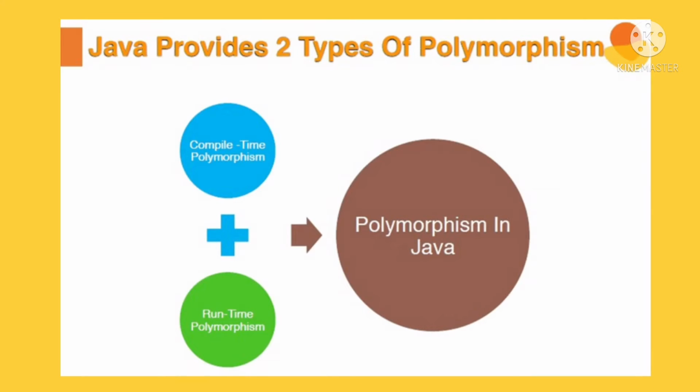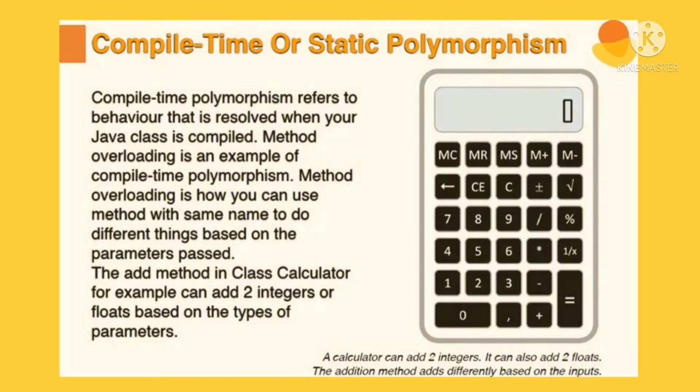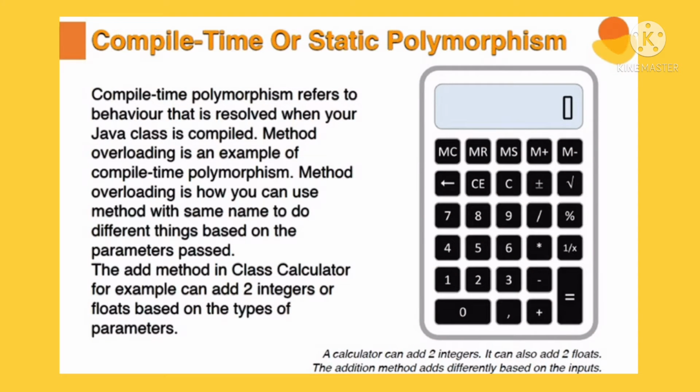As we have discussed, there are two types of polymorphism in Java. One is compile time polymorphism and the second one is runtime polymorphism. First learn about compile time polymorphism. Compile time polymorphism is also known as static polymorphism. Compile time polymorphism refers to behavior that is resolved when your Java class is compiled. Method overloading is an example of compile time polymorphism.